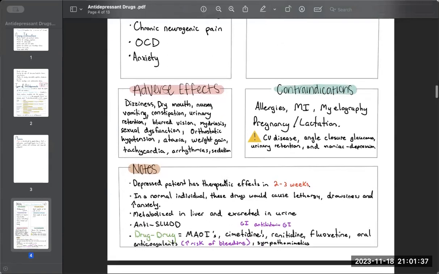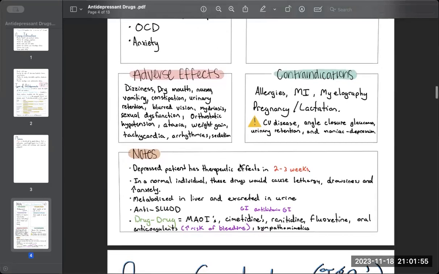Now, looking at the adverse effects, most of them are pretty much anti-SLUD. So dry mouth, nausea, vomiting, constipation, urinary retention, blurred vision, mydriasis. We're seeing all of those anti-SLUD adverse effects, including orthostatic hypotension. Contraindications include any sorts of allergies, always pregnancy and lactation, no antidepressants for pregnant patients. And like I always say, rule of thumb, pregnancy is always a contraindication.